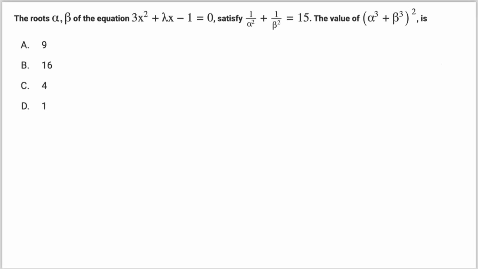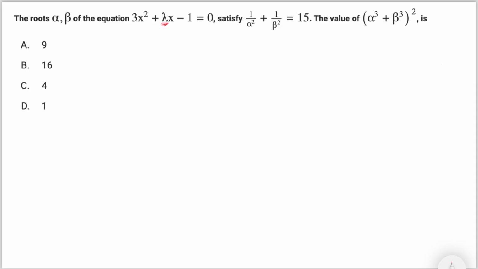Alright guys, this is our next question from CAT 2024, the second slot. And it says, the roots alpha and beta of the equation 3x square plus lambda x minus 1 is 0. This symbol is called lambda. So 3x square plus lambda x minus 1 is 0. Satisfy 1 upon alpha square plus 1 upon beta square is 15. The value of (alpha cube plus beta cube) the whole square is.